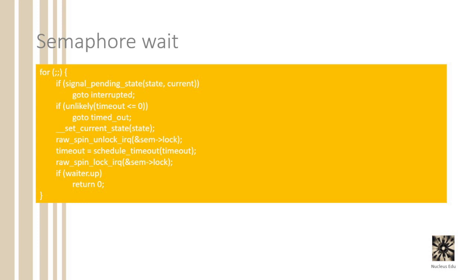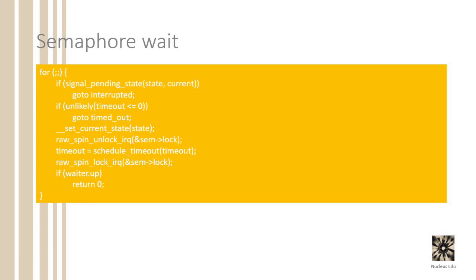The first thing that it does is set its current state to the state which is basically task uninterruptible that we just discussed. Then it's going to unlock the spin lock that it's holding, because the next step is it's going to be scheduled out and preempted. So it doesn't want to be holding the spin lock when it's scheduled out and goes to sleep. So it unlocks it and schedules itself out.